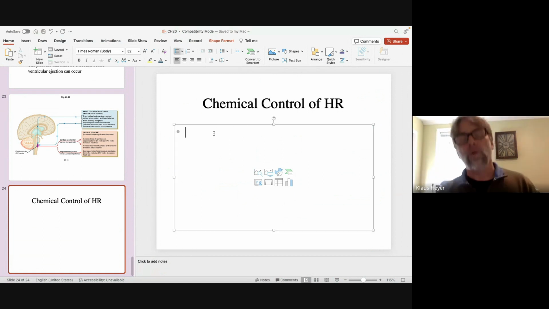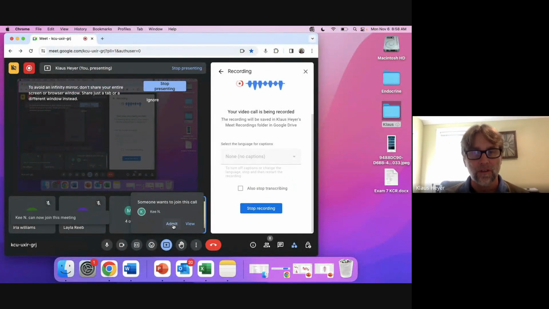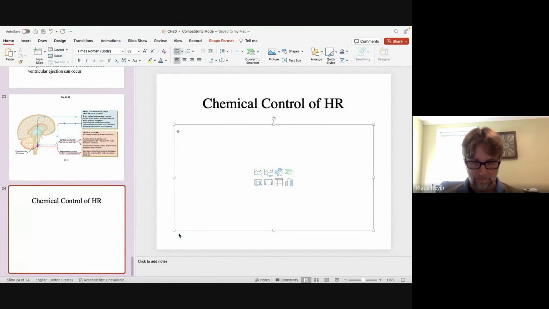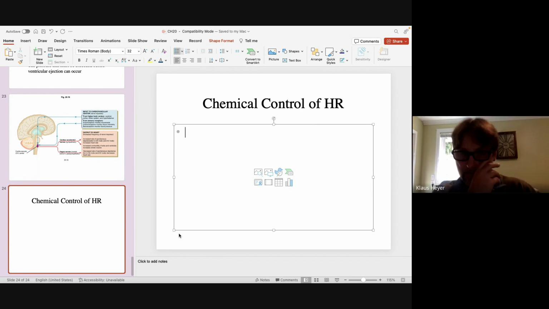Okay. What are some hormones that can control heart rate? You already know one of them. We've talked about it in the last chapter. I'm going to wait for you guys. Epinephrine and norepinephrine. Good.